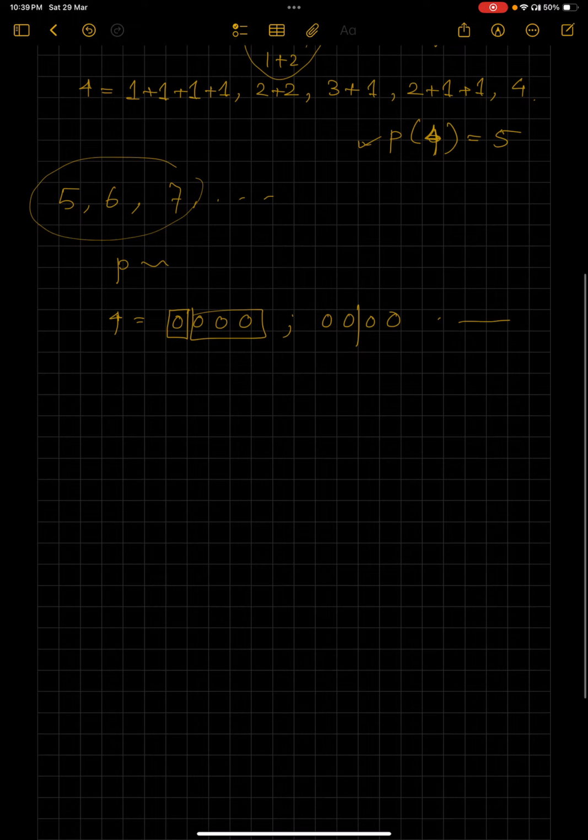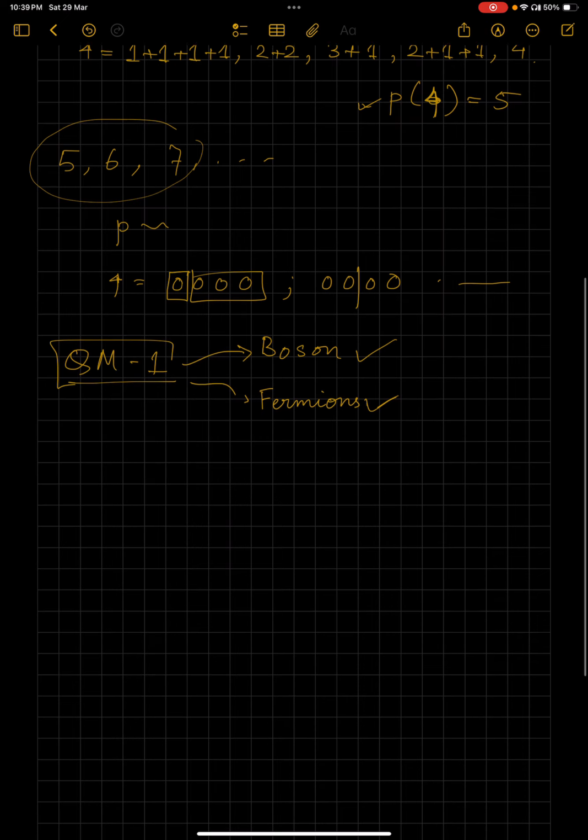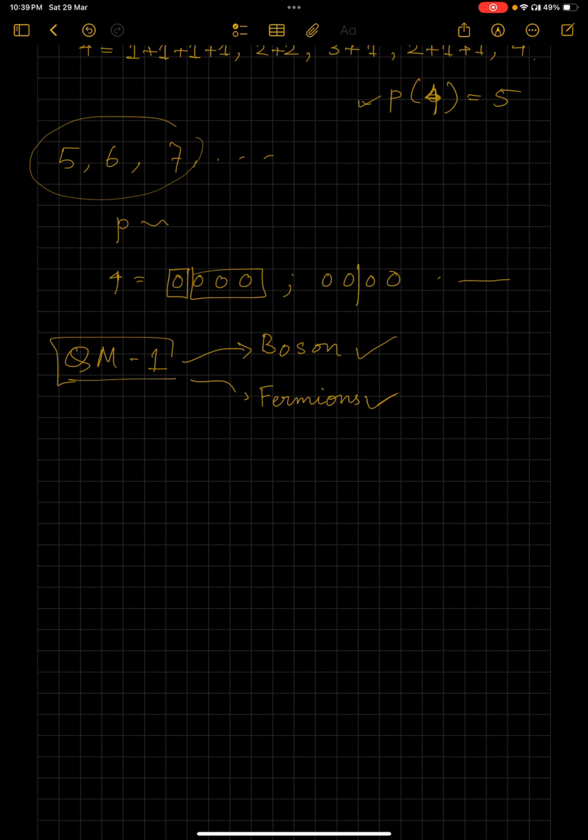Okay, so if you have studied quantum mechanics, QM1, you must have heard that there are two kinds of particles. One is bosons, another one is fermions. In the case of bosons, if you have two bosons and you exchange them, there is no change in their wave function. But if you have two fermions and you exchange them, there is a negative sign. Those are technical details, not required for now. But let's see how this can be done.